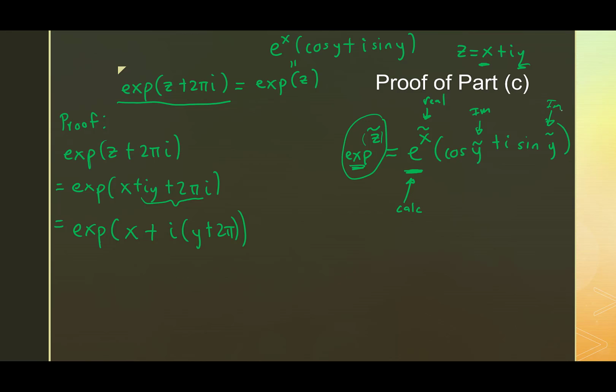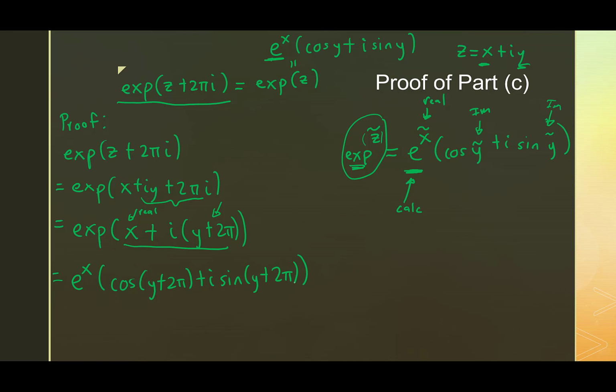Now the reason why I'm bringing that up is we're going to use that on our new expression here. So what's the real part? Well, the real part is still just x. But the imaginary part is not y, it's y plus 2 pi. So when we apply our definition, we're going to get e to the x, which we're happy with because that's what we want, times cosine of y plus 2 pi plus i sine of y plus 2 pi.